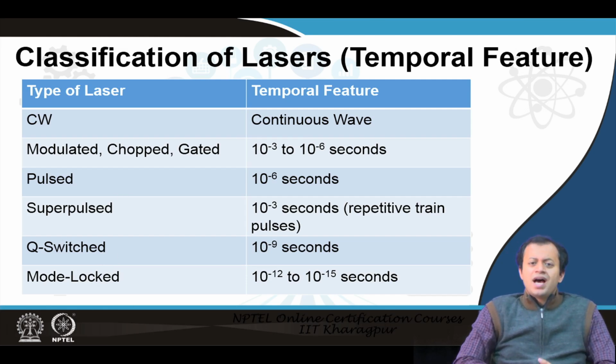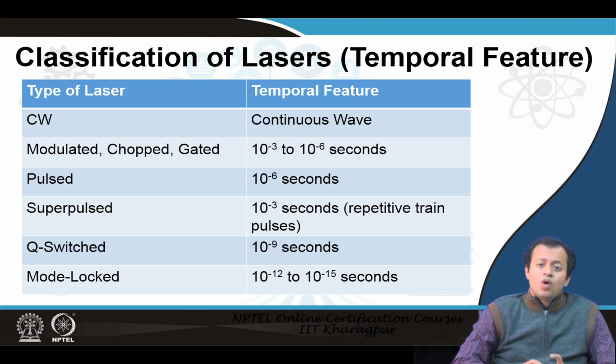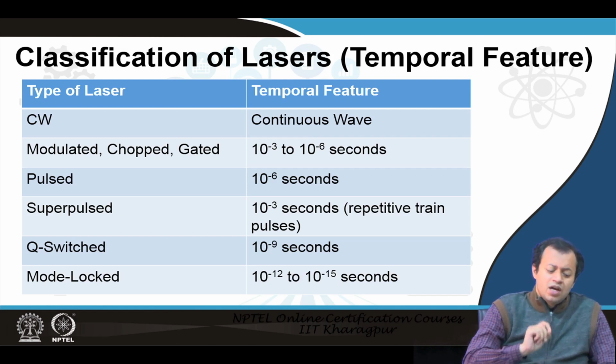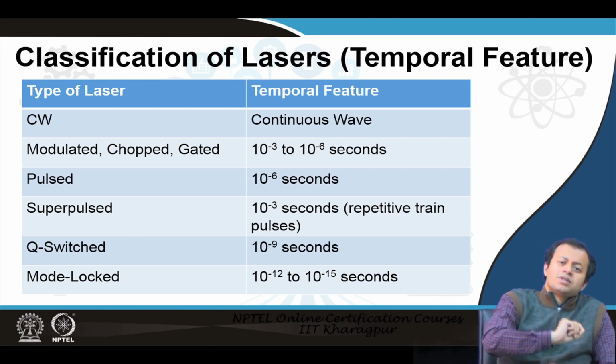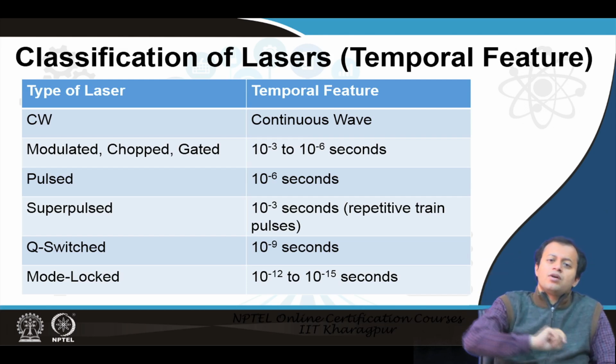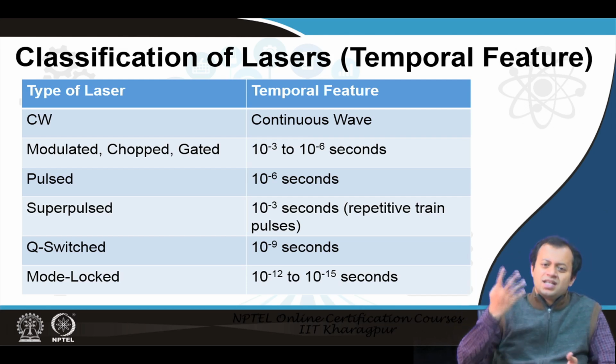Q switched is where the quality factor inside the cavity is maintained using some kind of optical element like an acousto-optic switch or a shutter. Well, an acousto-optic switch can act as a shutter. Here the quality factor, optical students or physics students know what a quality factor is, is slightly increased or slightly modulated or slightly changed, and as a result different things happen.